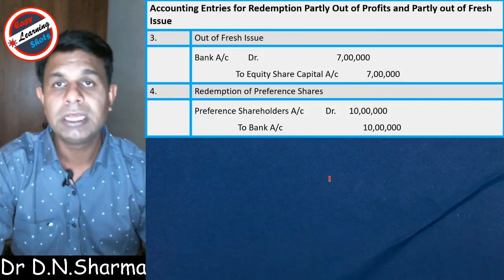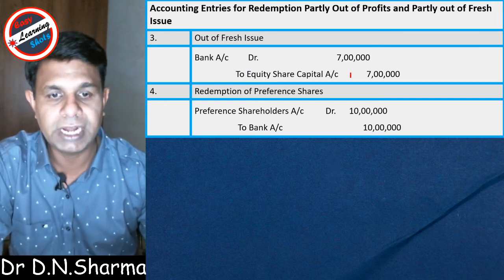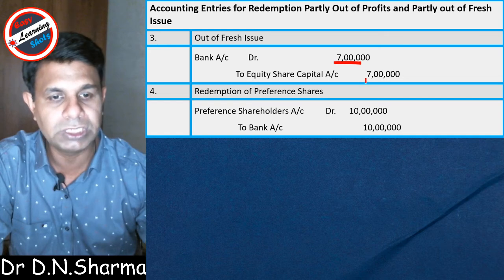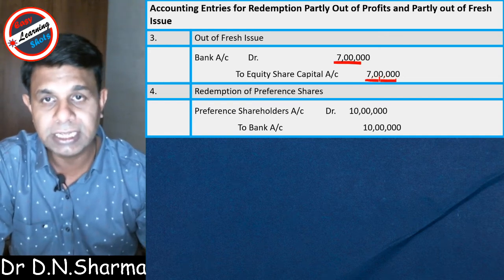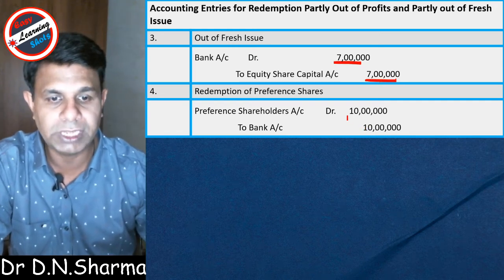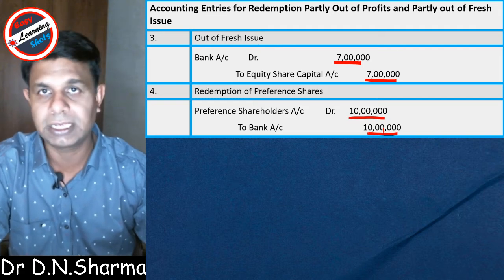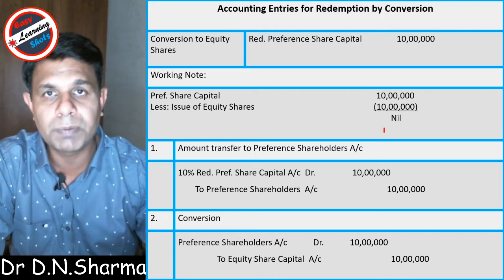Now we do the out of fresh issue entry where equity shares are issued, and our entry is bank account debit to equity share capital account with rupees 7 lakh. And lastly, the company redeems the preference shares and does the entry preference shareholders account debit to bank account with rupees 10 lakh. So this is how the company does at the time of partly out of profits and partly out of fresh issue.